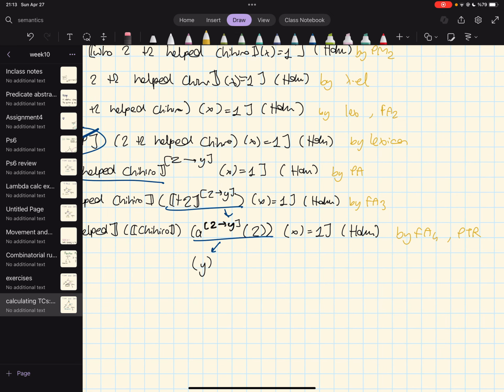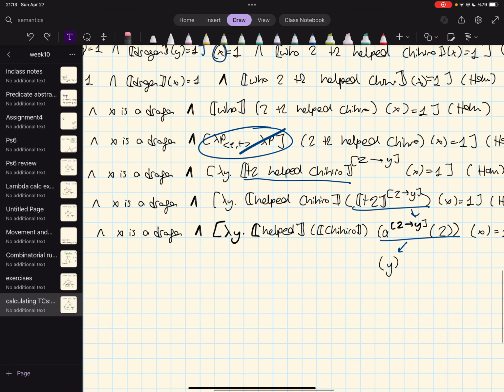And now I will need to do simplification. By simplification, this thing will turn into y. But this is the job of the next step.